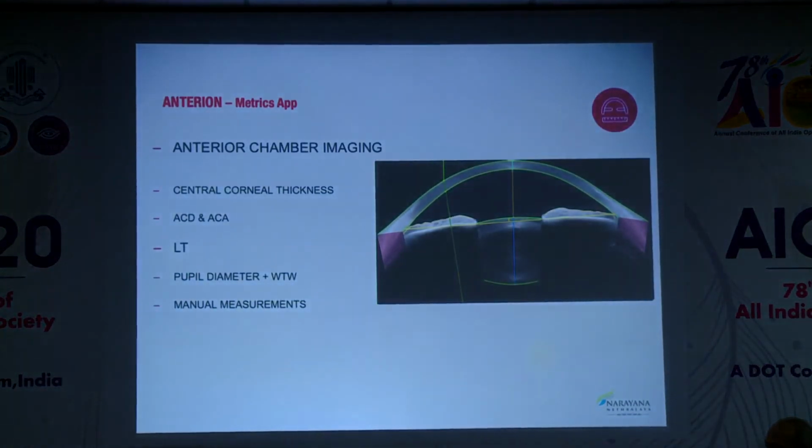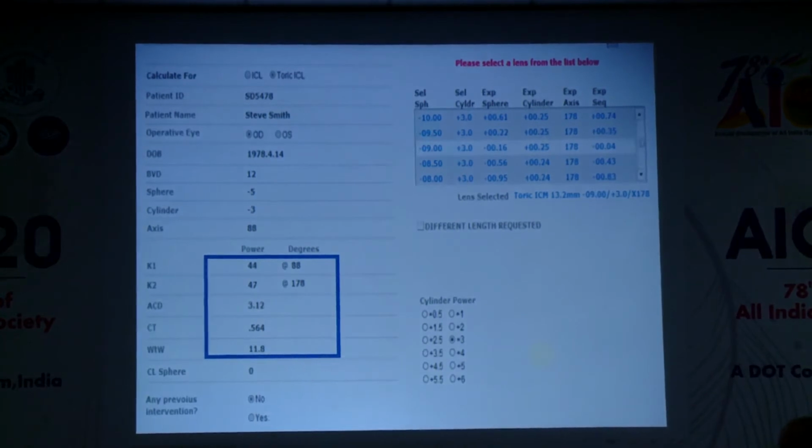Then the other map, the metrics app, how do we use it? We need the ACD, which we can measure manually, otherwise it gives us an automated value also. We also need the pupil diameter and white to white. If you have a discrepancy with the white to white, you can measure it manually, because manual measurements are always more accurate than automated ones. Once you have all these parameters, this is the STAR ICL calculator. You feed in all the parameters along with your refraction, and you get the size of the lens. So everything you get in one machine.